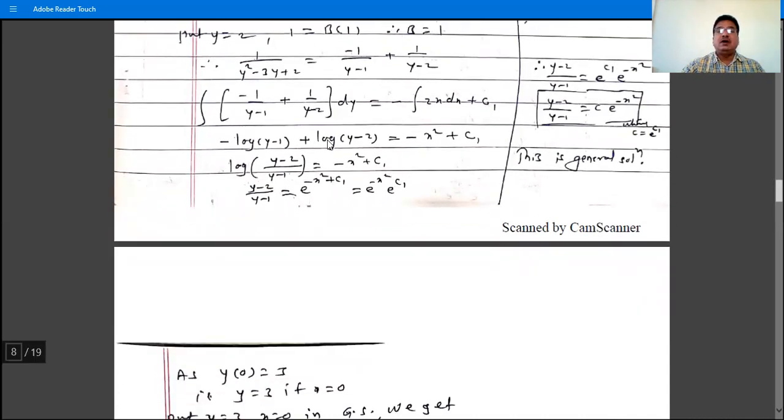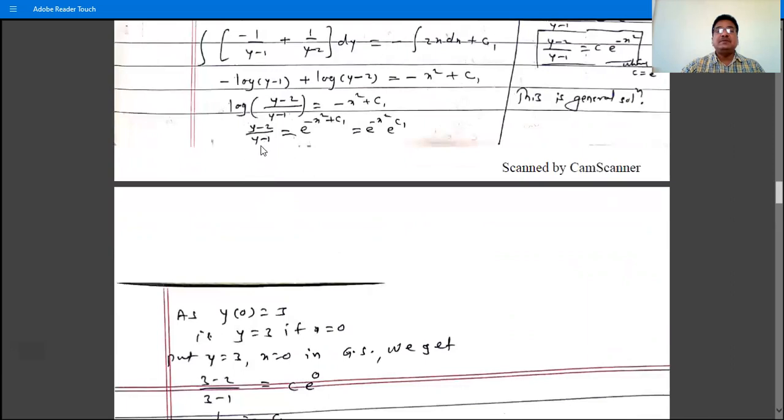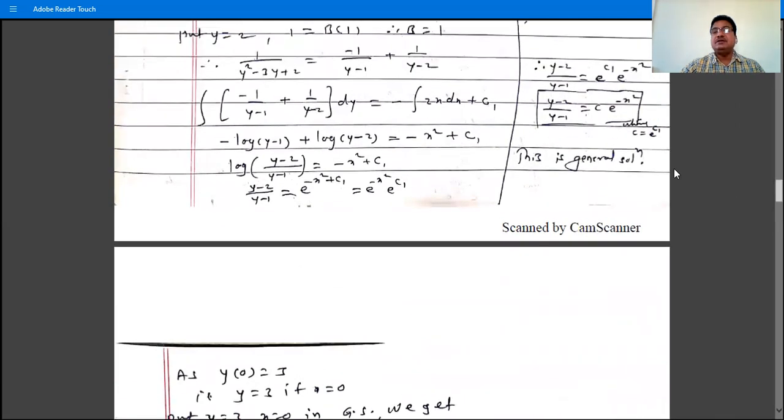And then log a minus log b is log a by b. So log of (y minus 2) divided by (y minus 1) is equal to minus x square plus c1. And so (y minus 2) divided by (y minus 1) is equal to e raised to minus x square plus c1. If you shift the log, its inverse is the exponential function. So log a is b, then a is e raised to b. So e raised to minus x square into e raised to c1, by factorization, same base and addition of powers. And suppose this e raised to c1 as c.